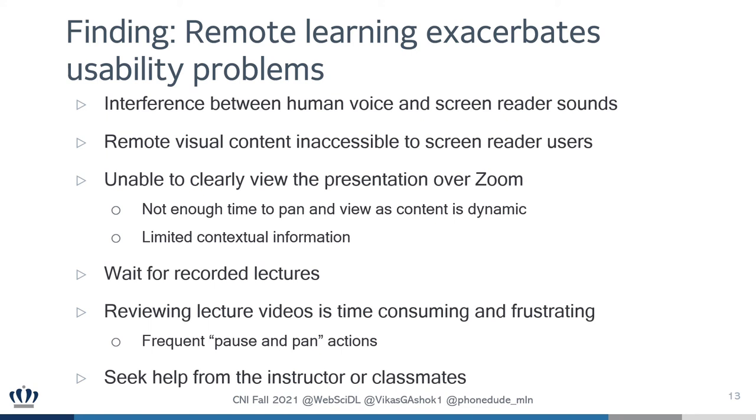Even students with low vision complain that they cannot see the entire presentation due to content enlargement, and additionally, since the content is continuously changing during lecture, they cannot pan to view the occluded portions. Hence, they have no choice but to understand the lecture content based on the limited contextual information they can see in real time with the screen magnifier. Even reviewing recorded lecture videos is time-consuming and frustrating since they have to repeatedly pause and pan to view the full frames in these videos. Therefore, these students stated that they often spend extra time asking their instructors and sighted classmates to explain some of the content in the lecture videos.